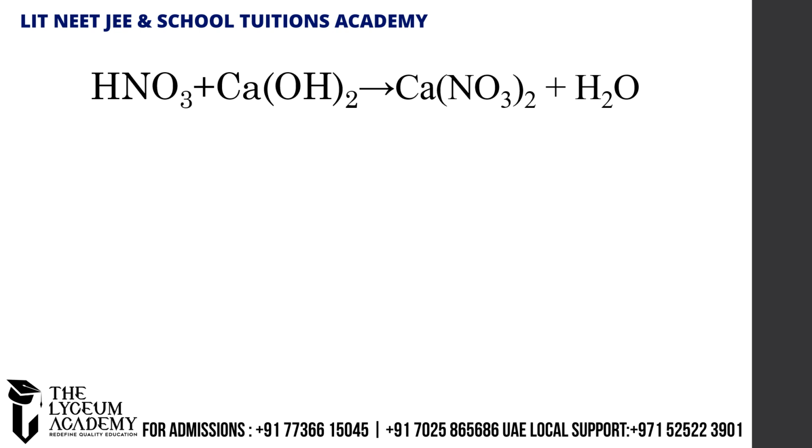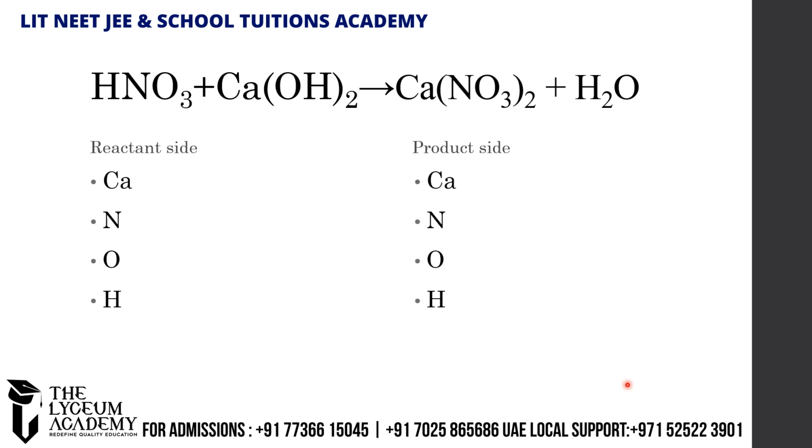Here the question is HNO3 plus Ca(OH)2 gives Ca(NO3)2 plus H2. First of all, we have to write the two sides: the reactant side and the product side. Then write all the elements present on the reactant side: calcium, nitrogen, oxygen and hydrogen. On the product side, the same elements will be present. Next, we have to write the number of atoms of each element present in the chemical equation.